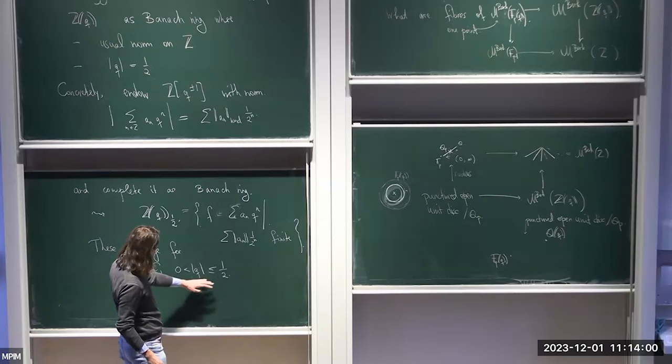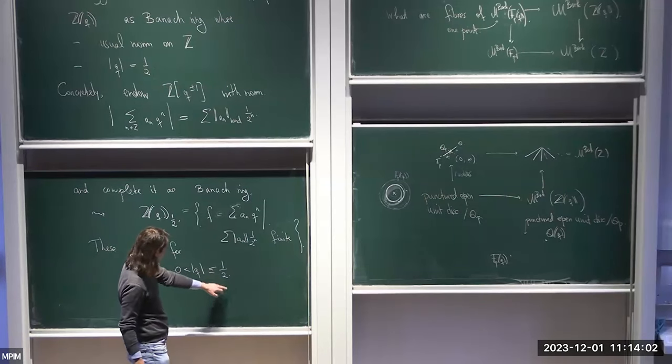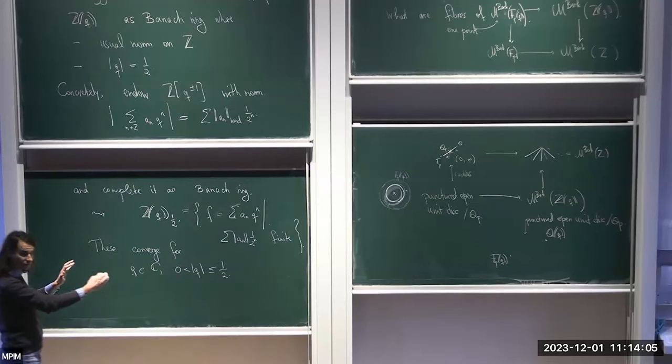And they define a holomorphic function of q in the region where the absolute value of q is less than a half, and this holomorphic function extends to a continuous function on the whole closed disk.